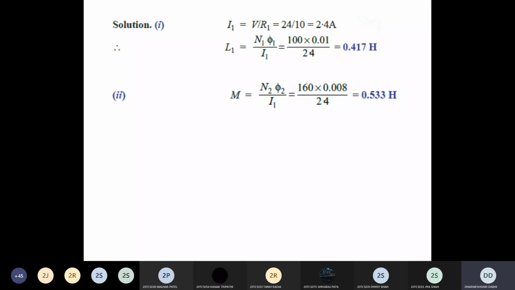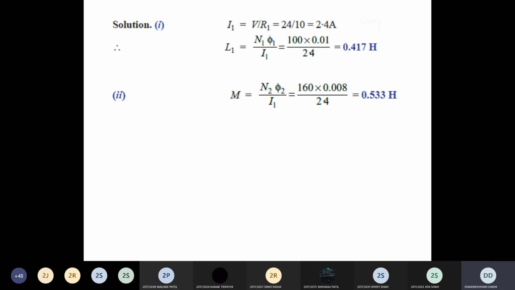Yes, sir. How do I get this equation, N2 phi 2 divided by I1? In theory, we see the equation is N2 phi 1 2 divided by I1. What is phi 1 2? That is the part of the flux of coil 1 that is linked with coil 2. Clear? But here it is given in terms of phi 2. So that's why I write the equation N2 into phi 2 divided by I1.